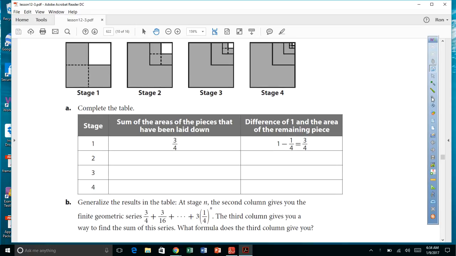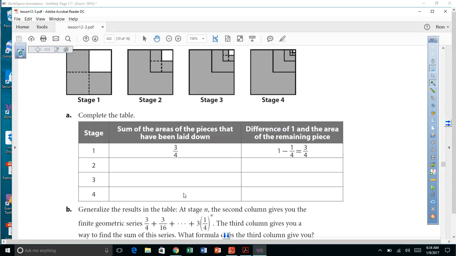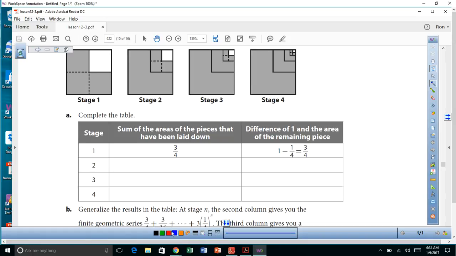All right, so let's complete the table. Complete the table. So stage 1, you cut out this first, so that leaves you with 3 quarters. 1 minus 1 quarter is 3 quarters.